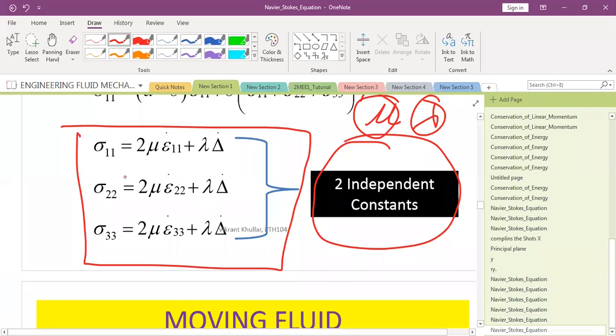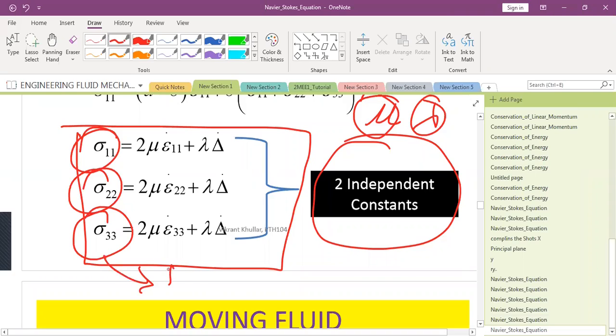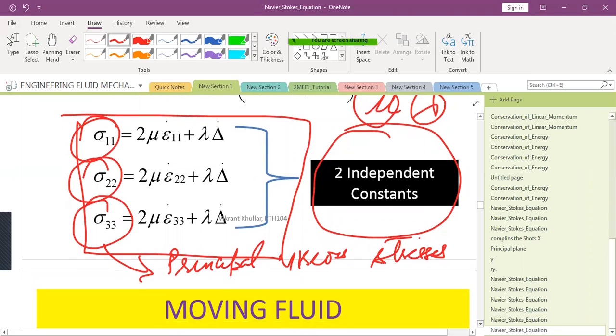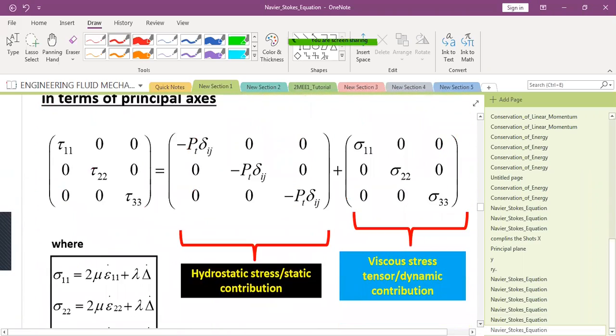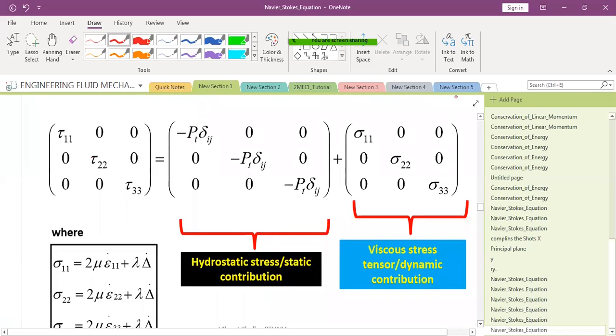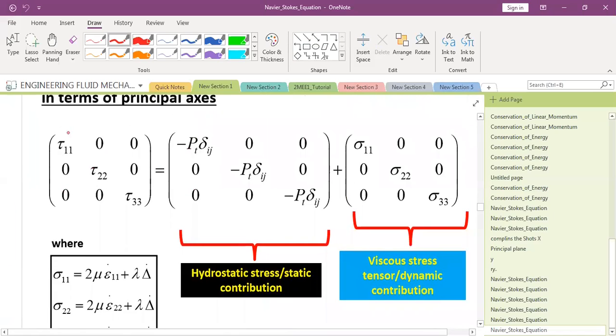Is that clear? And what are sigma 11, sigma 22 and sigma 33? These are principal viscous stresses. And I could equivalently write down in terms of rectangular components also. So this is in terms of principal components. So please be careful now. How many of you are clear with this?